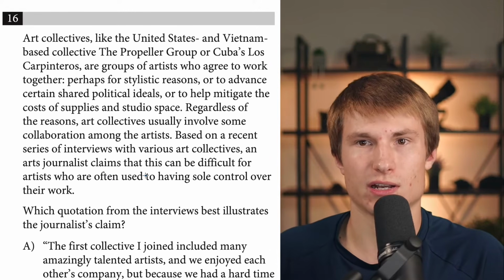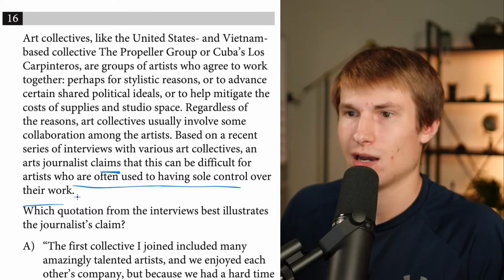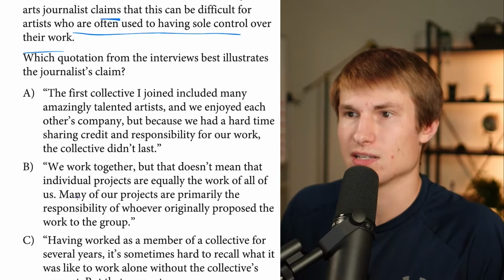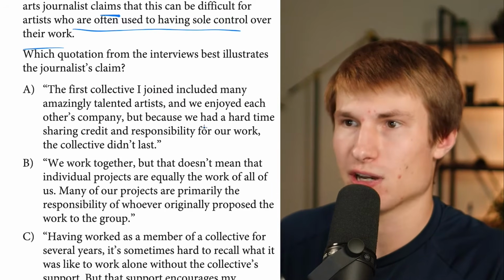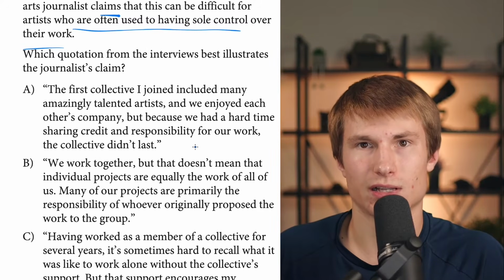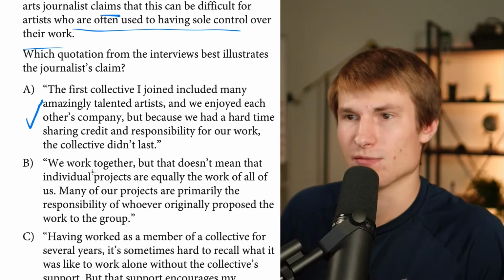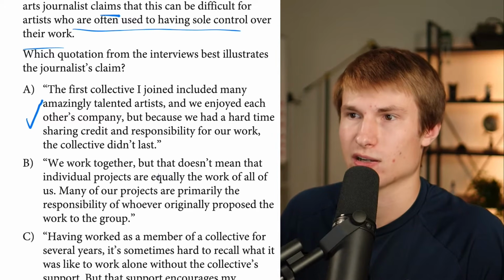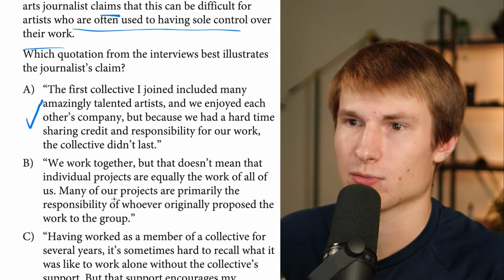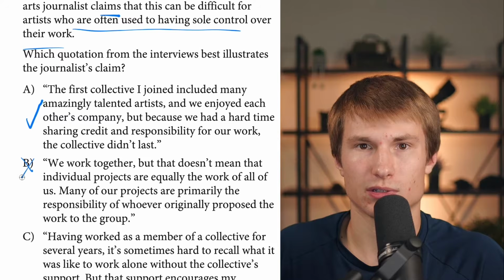The claim is right here, that this can be difficult for artists who are often used to having sole control over their work. Option A, the first collective I joined included many amazingly talented artists, and we enjoyed each other's company, but because we had a hard time sharing credit and responsibility for our work, the collective didn't last. Okay, that would seem like it's supportive. We can quickly take a look at B, C, and D as well. We have B, we work together, but that doesn't mean individual products are equally the work of all of us. Many of our projects are primarily the responsibility of whoever originally proposed work to the group. Okay, that's not really supportive.